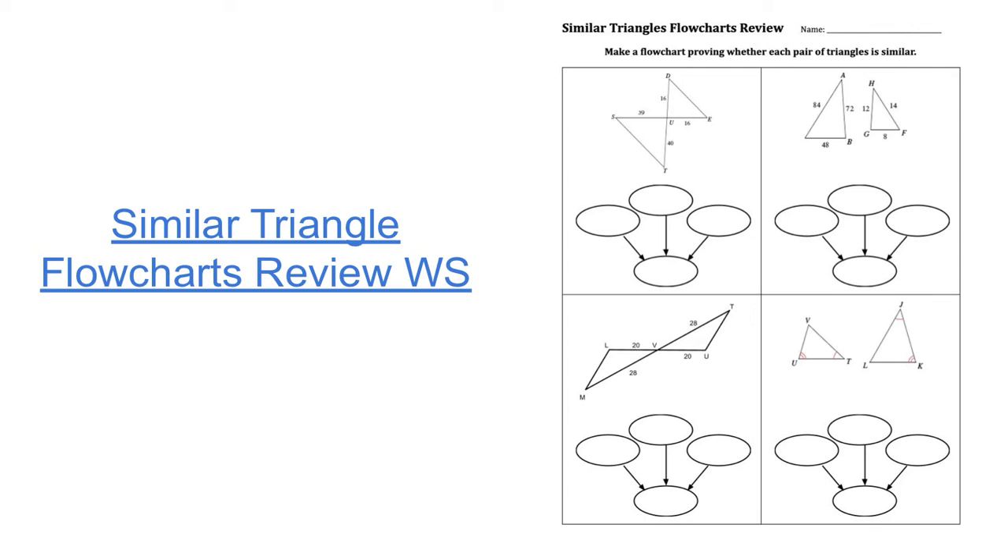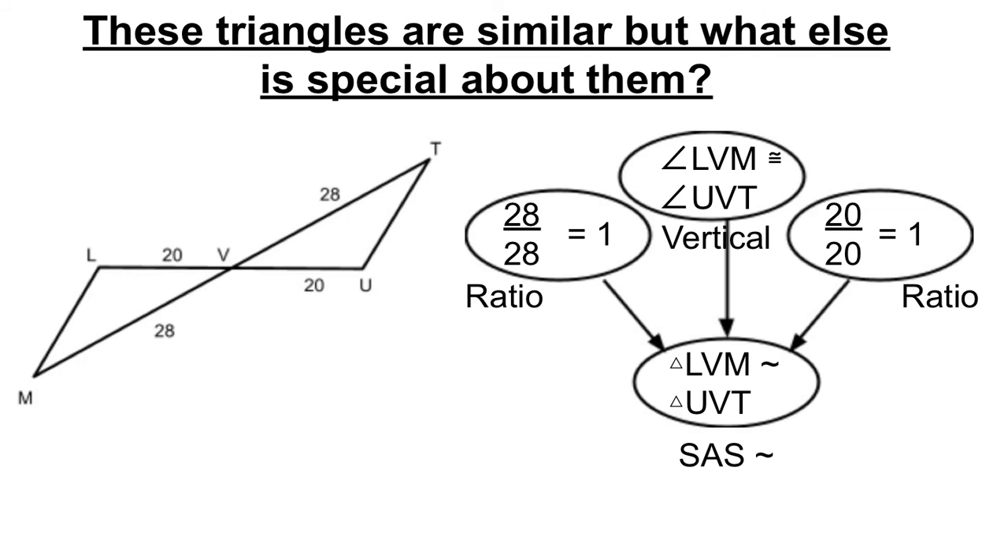All right, hopefully you were able to complete those flowcharts. I want to take a minute to go over this flowchart right here and see if you noticed anything about that particular flowchart. So hopefully your flowchart looks something like this, where you do 28 and 28 to give you a ratio of 1, and then you also do 20 and 20 to give you a ratio of 1. And then you've got the vertical angles in the middle that are equal this time. These two triangles are similar to each other by side, angle, side, but I want to know if you can figure out if there's anything else that's special about them.